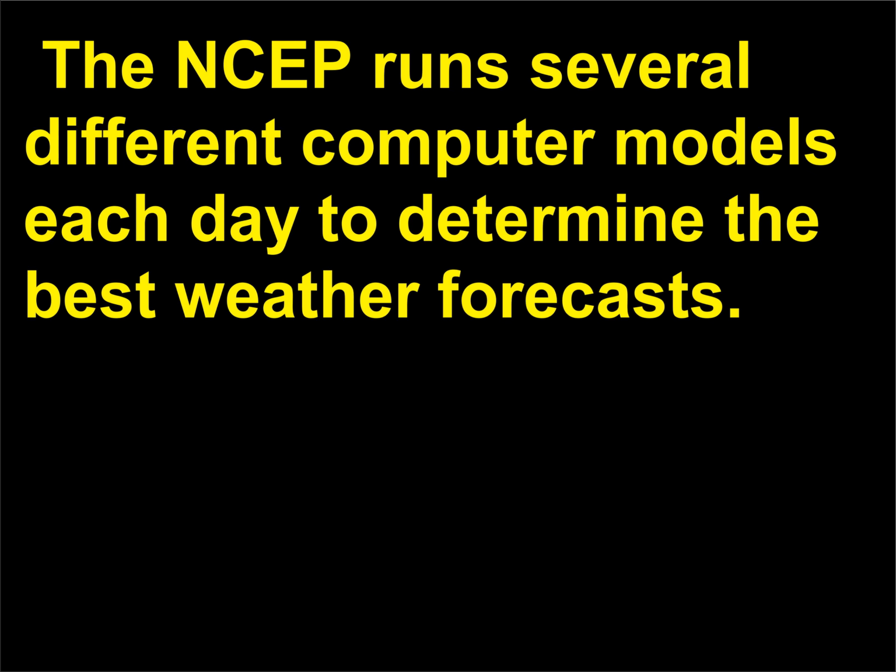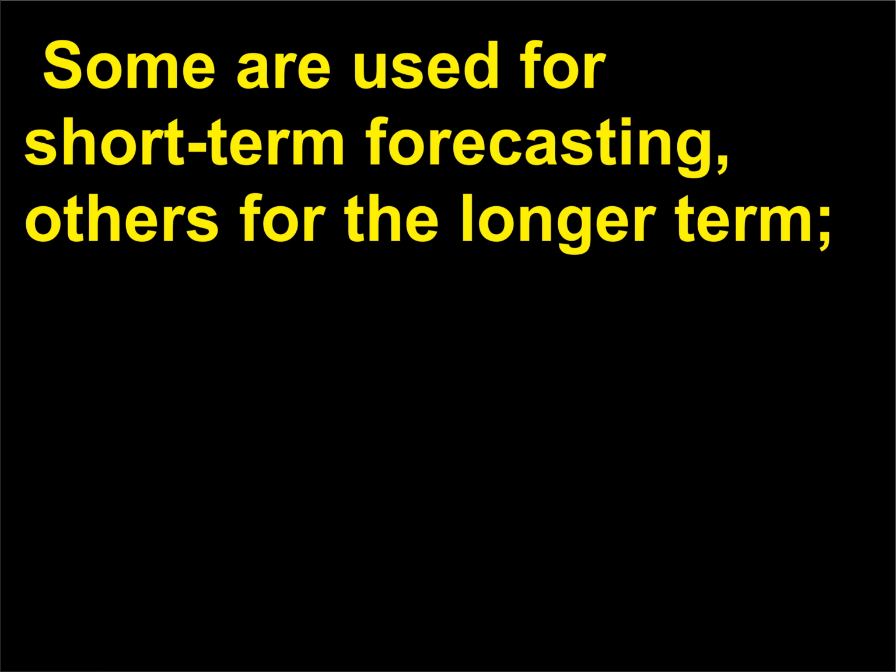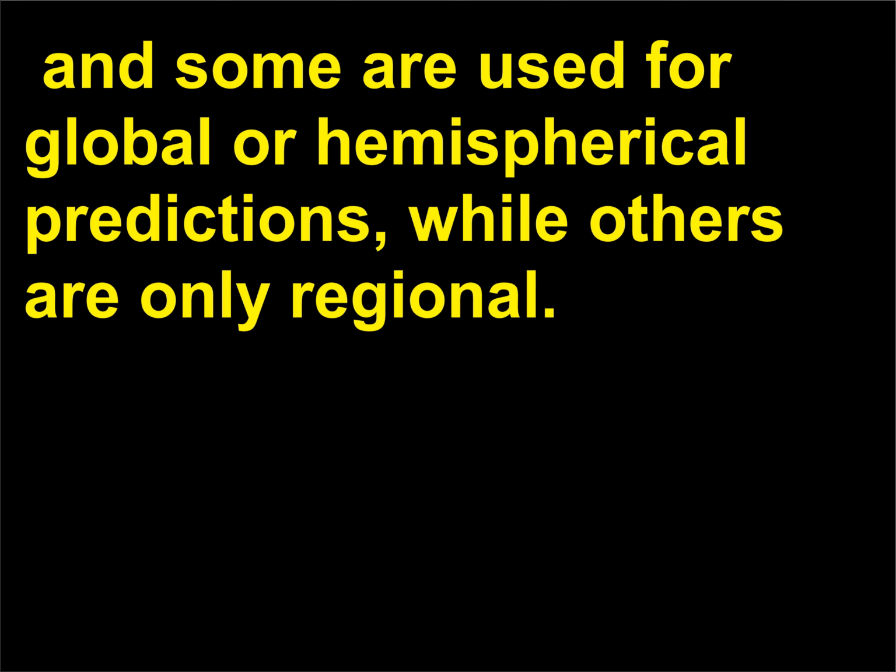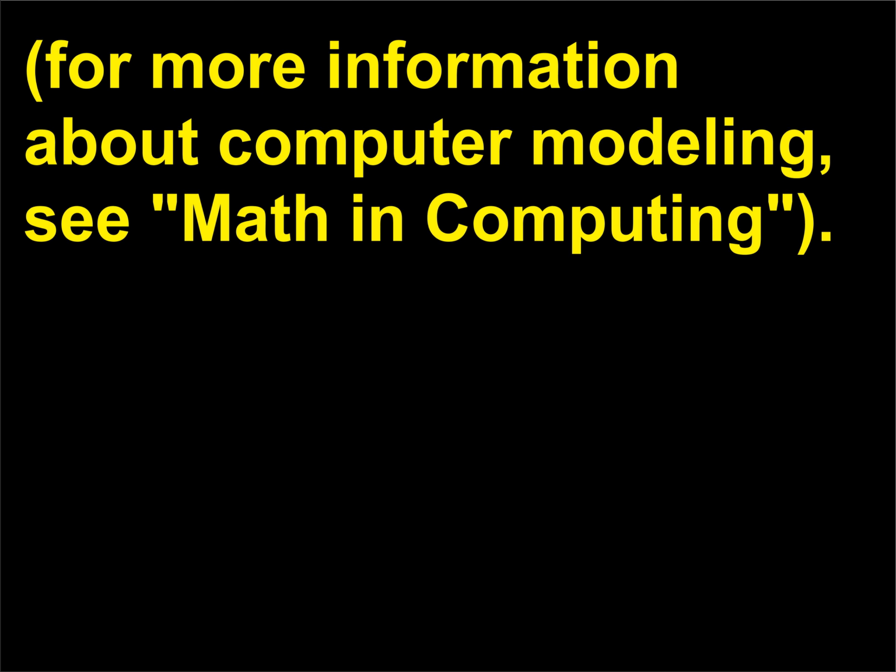The NCEP runs several different computer models each day to determine the best weather forecasts. Some are used for short-term forecasting, others for the longer term, and some are used for global or hemispherical predictions, while others are only regional. They include several mathematically intensive computer models. For more information about computer modeling, see Math in Computing.